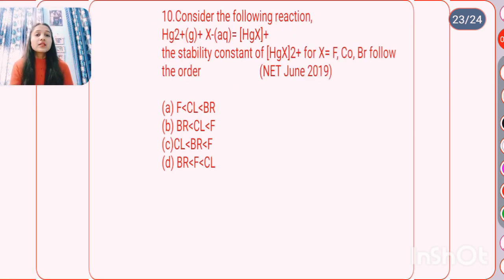Now come to our last question. Consider the following reaction: Hg2 positive plus X negative gives HgX. The stability constant for X equal to F, Cl, Br follows the order. This question is very simple, based on the soft and hard acid concept. Hg2 positive is soft in nature, and among F, Cl and Br, Br has the most soft character. So the bonding of Hg and Br is very strong and it has a high stability constant. So the answer is answer number A. That is the correct answer, based on the hard and soft acid concept.